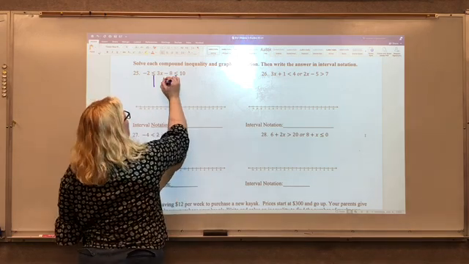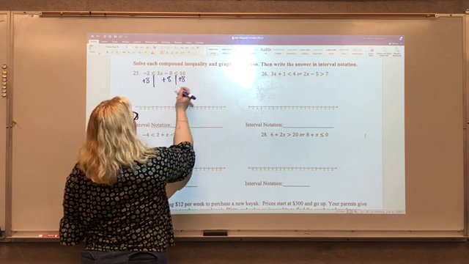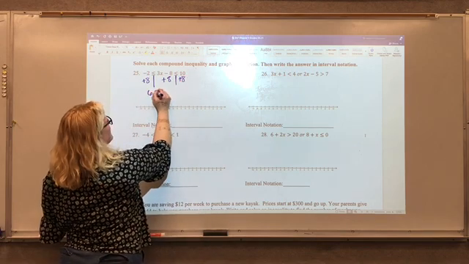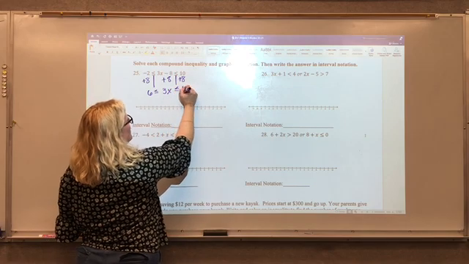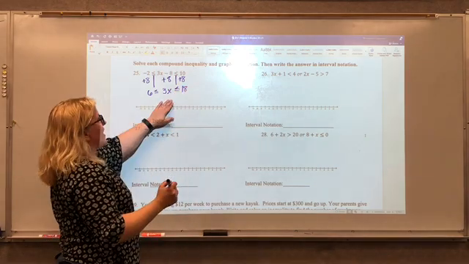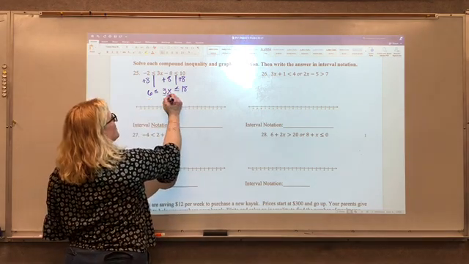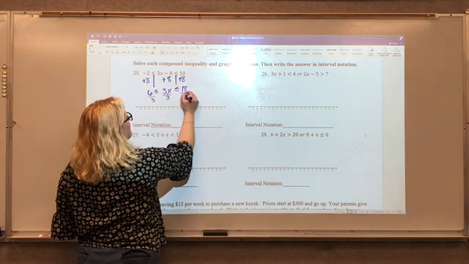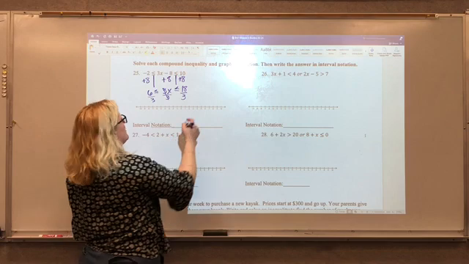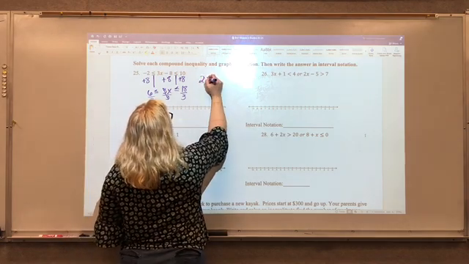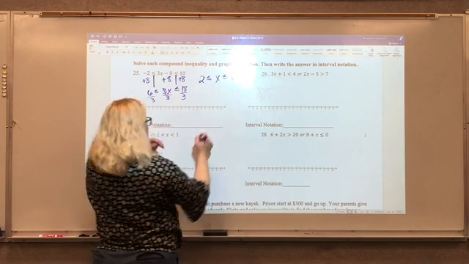So I'm going to add 8 here, and then 8 to these other 2 places. So I have 6 is less than or equal to 3x, which is less than or equal to 18. Now what I've got left is a 3x in the middle, so I need to divide everything through by 3, and that's going to give me my x by itself. So I've got 2 is less than or equal to x, which is less than or equal to 6.